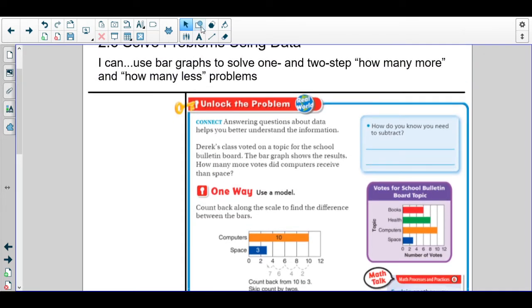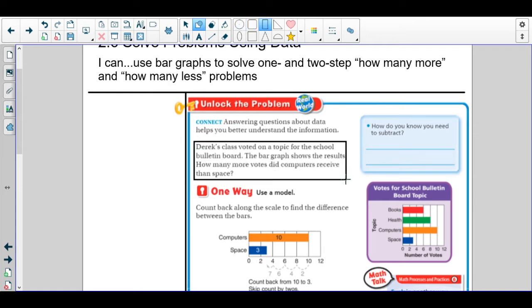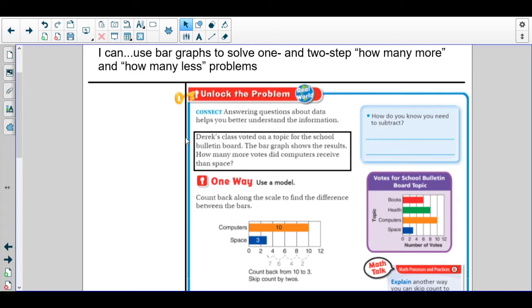Well, it's right here. Let's go ahead and make sure we don't lose track of that. Derek's class voted on a topic for the school's bulletin board. The bar graph shows the results. How many more votes did computers receive than space? So how do you know what to subtract?